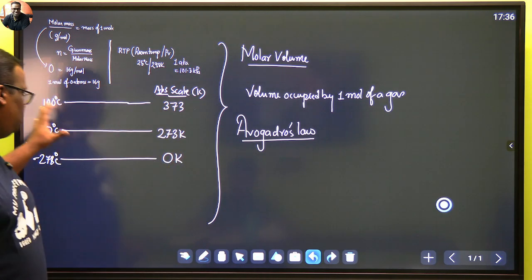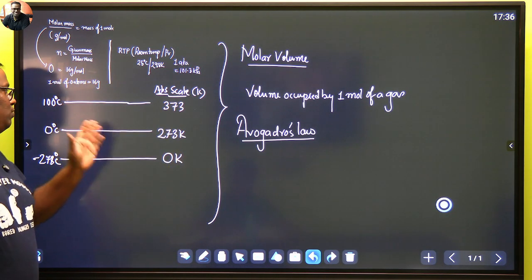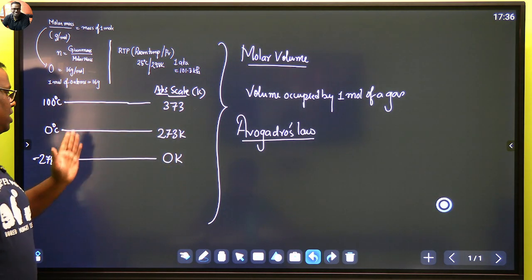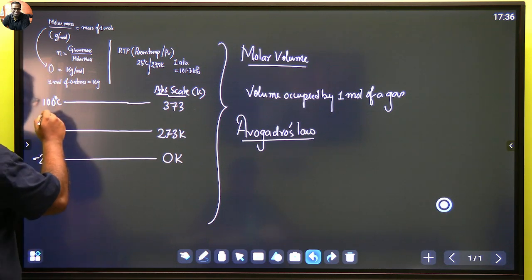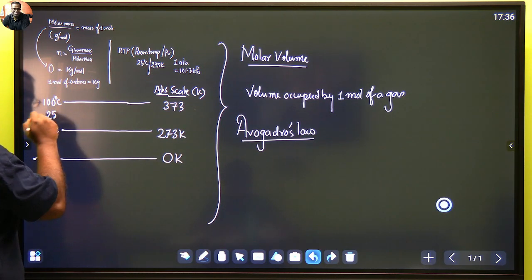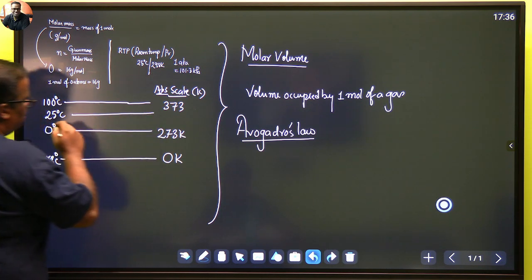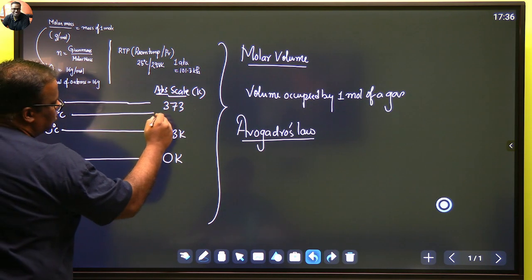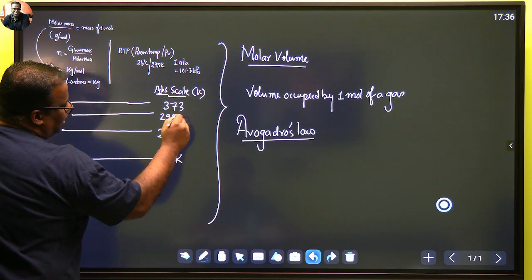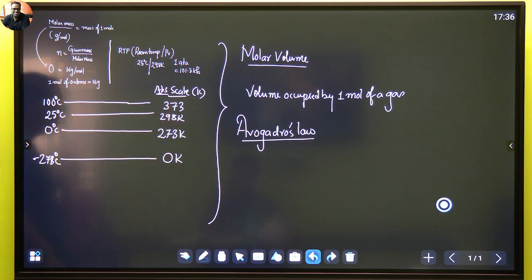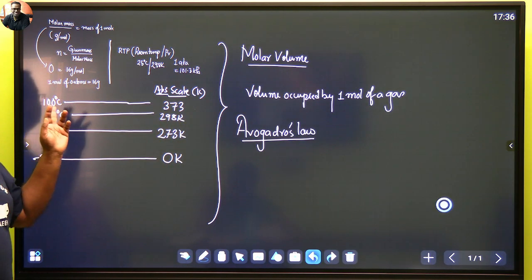The beauty between these two scales is that if you see the difference, we have temperature at what, beta? 25 degrees centigrade. That corresponds to 25 you add with this, so it becomes 298 Kelvin. Understood?